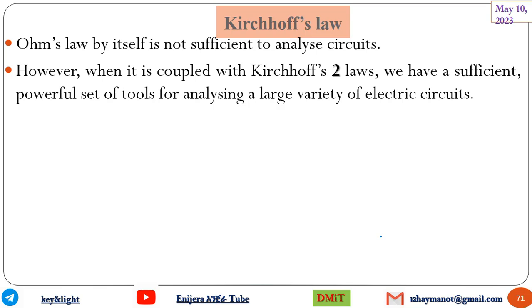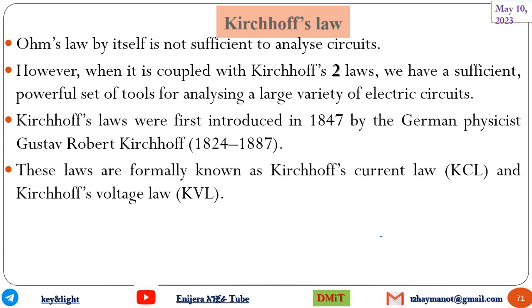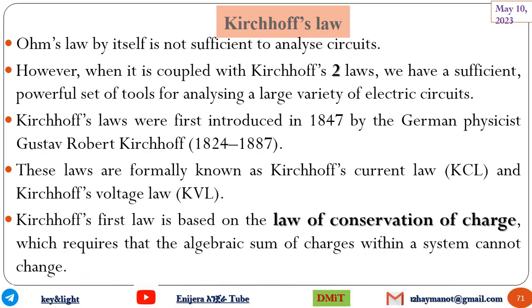The law is Kirchhoff's. There are 2 laws: Kirchhoff's current law and voltage law. Kirchhoff's current law: a current entering a node is equal to a current leaving a node. And Kirchhoff's voltage law: the sum of the voltages in a closed loop is equal to 0. The laws are formally known as Kirchhoff's current law and Kirchhoff's voltage law, named after the man, first introduced in 1847 by the German physicist Gustav Kirchhoff. Kirchhoff's first law is based on the law of conservation of charge: charge is neither created nor destroyed.